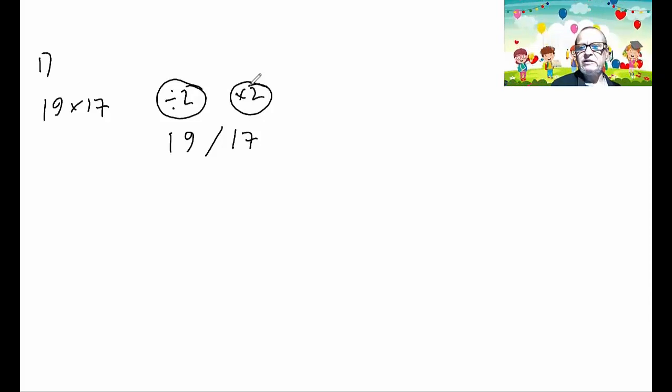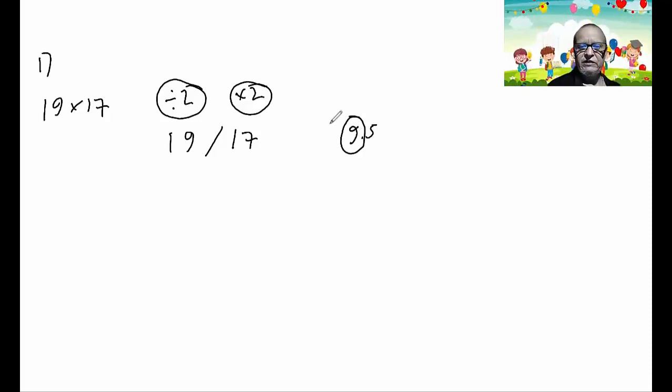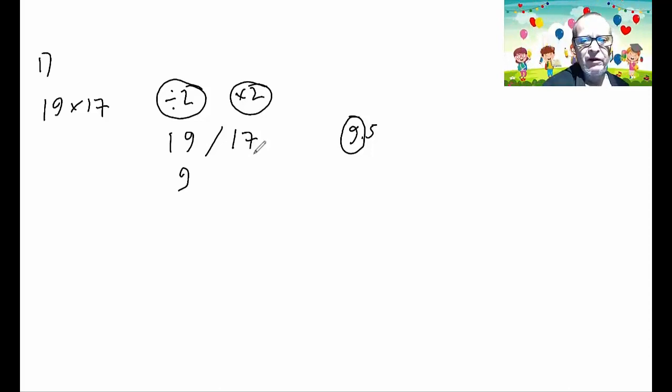When I divide 19 by 2, I actually get 9.5. But we're only going to use the digit 9. We're not going to worry about the remainder. So I'm going to write 9 underneath here. Then I'm going to take 17 and multiply that by 2, and I'm going to get 34. Then I'm going to do the same thing here with 9.